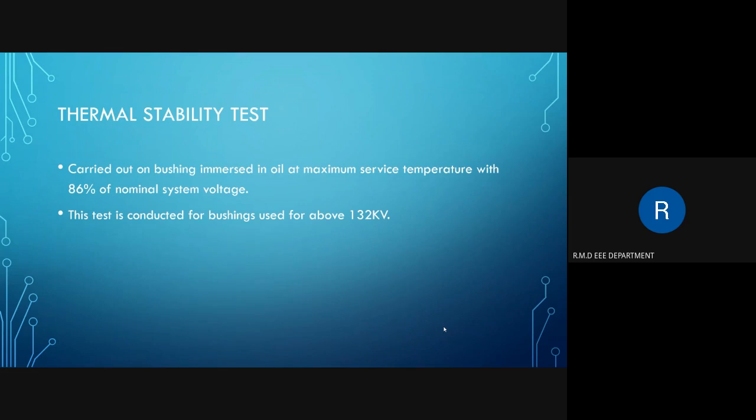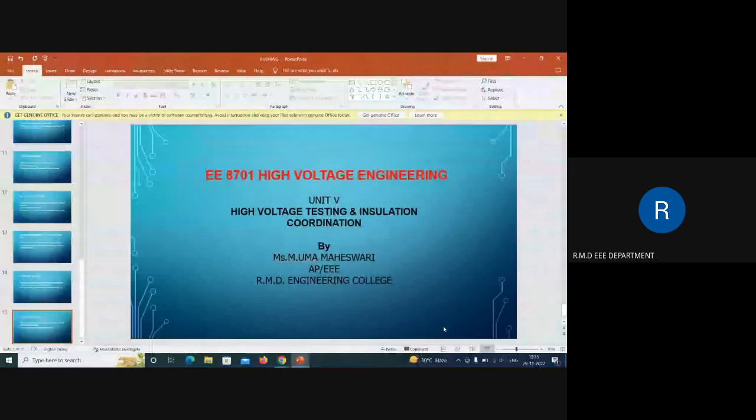So these are the different types of tests conducted on bushings. The different types of tests are the power frequency test, impulse voltage test, and thermal test.